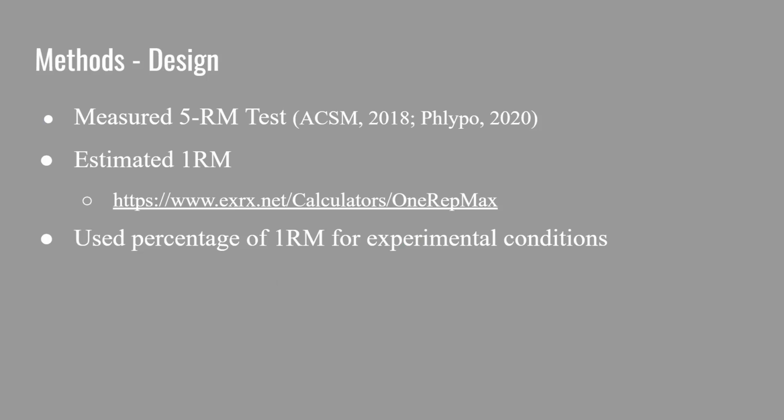The ACSM protocol was used with the addition of a warm-up that included 5 back squats with a 25-kilogram barbell and then 2 minutes rest before we started the test. The reason why we did the 5 RM was because of participant safety. Then we were able to estimate our 1 RM through the exrx.net website, and we needed this because we need to get weight percentages for the experimental conditions.